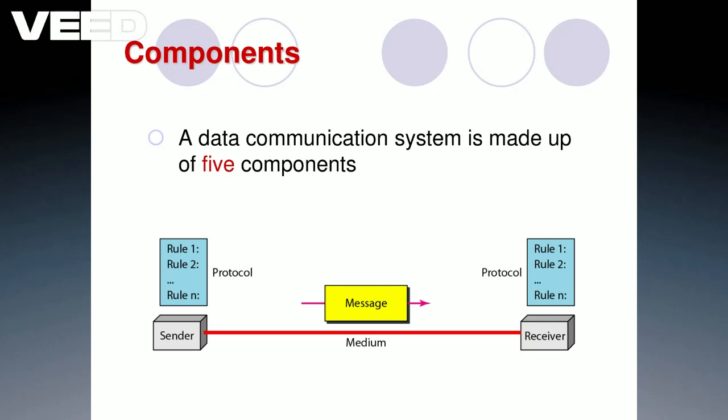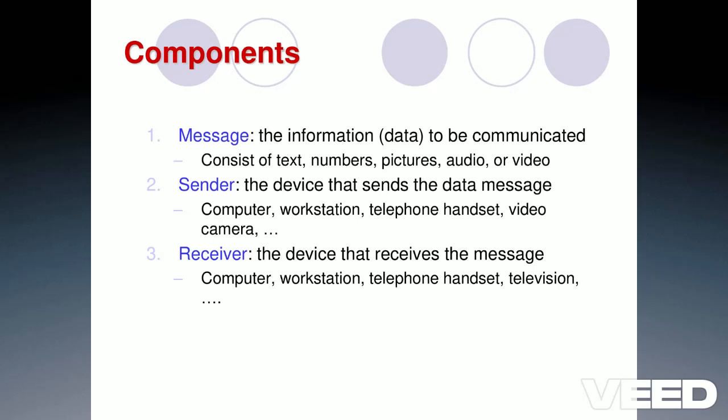And then there are five components in the data communication system. The first one is sender, the second is receiver, then message, the fourth is medium, and the fifth is protocol. These are the essential five components present in the data communication system. Message means what we have transferred. That message can be in any form: text, numbers, pictures, audio, or video.